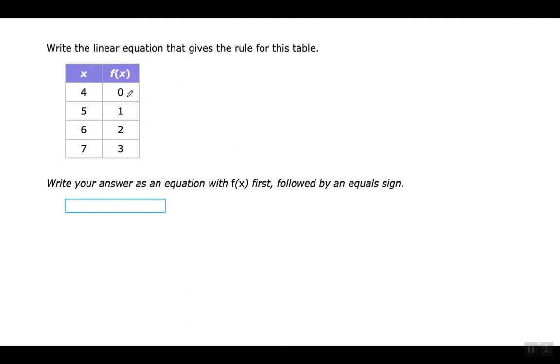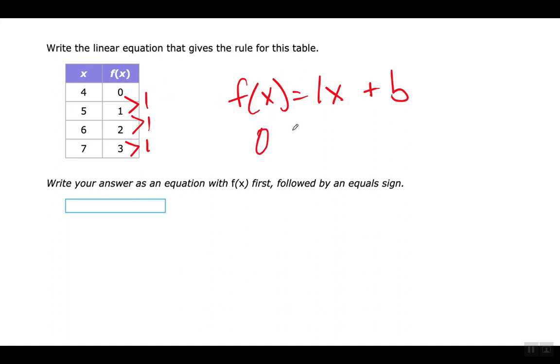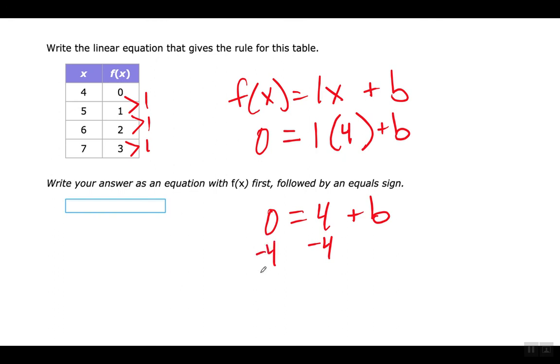All right. So my slope is 1. So f of x equals 1x plus b. Now let me substitute the first pair there. So 0 equals 1 times 4 plus b, so 0 equals 4 plus b. So b equals negative 4. So f of x is going to equal x minus 4.